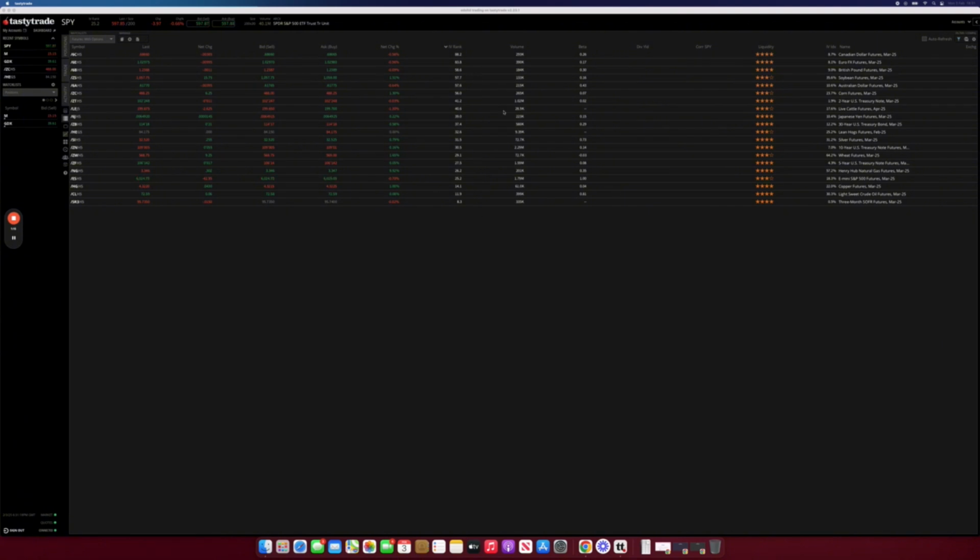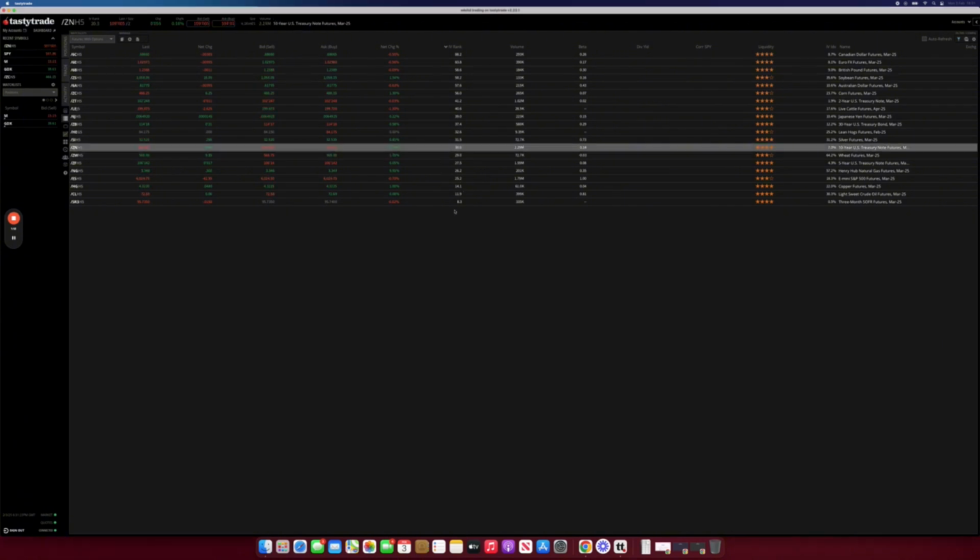So once you've got your list set up like this, you only really want to look at underlyings with an IV rank of 30 or more. Anything over 30 is considered to be high. Anything over 50 is considered to be very high. I typically like to be in the mid to high range.